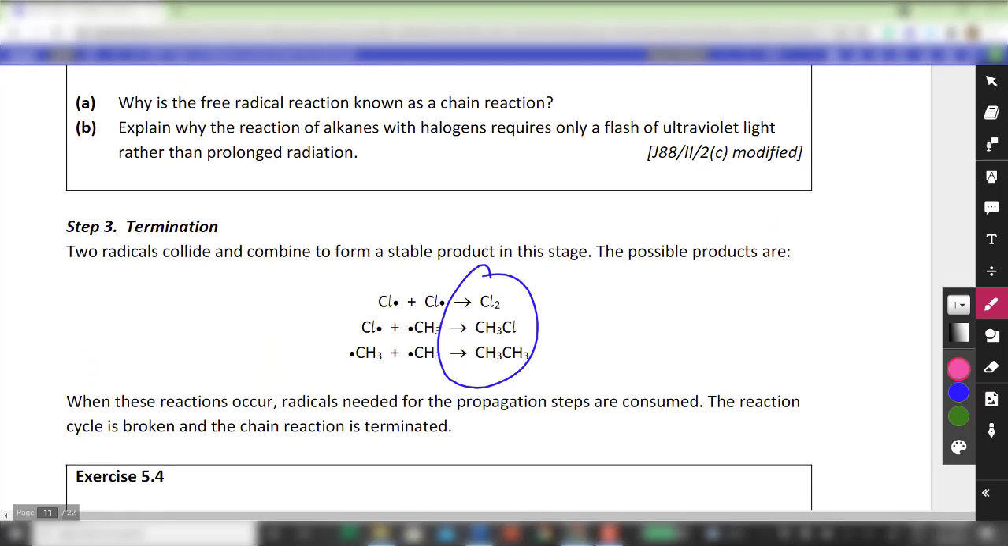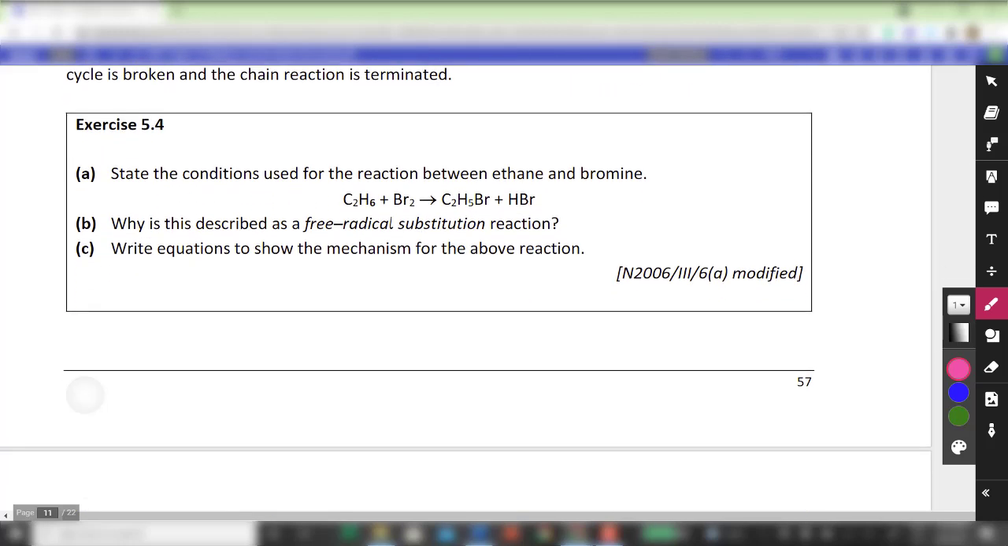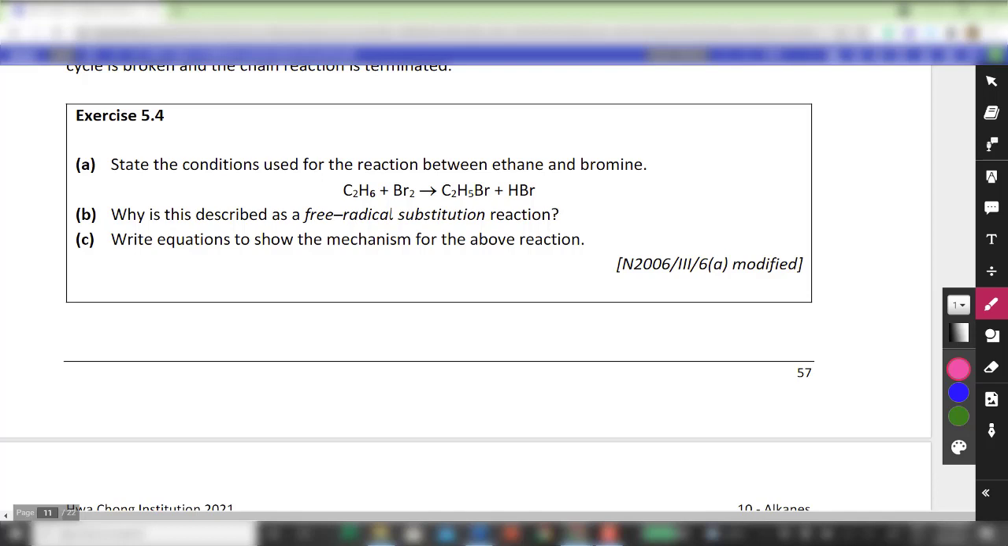For the termination step, if you want to, you can also draw in the arrows, but that's usually quite easy. So this draws the 2 radicals combining to give you the chlorine sigma bond, and then these 2 radicals combine to give us the chlorine-carbon sigma bond, and then these 2 radicals combine to give us the C-C sigma bond. If you wish to, you can draw them. If not, you can just leave them as they are. Okay, so let me repeat. For free radical substitution, you only need to draw in the curly arrows, the fish hook arrows, for the first step, which is the initiation step.